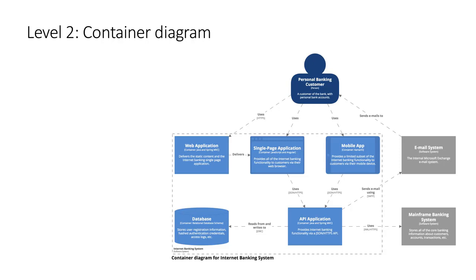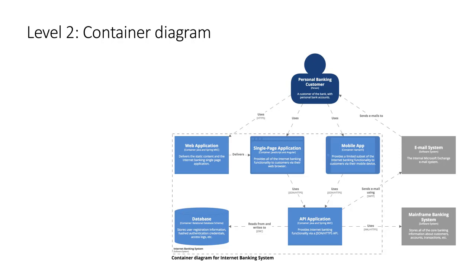So again, we have the personal banking customer, and this customer interacts with different components like a web application. It can be MVC written in ASP.NET Core, a single page application written in Angular, or a mobile application. And we can see that all those three apps interact with the API application, and the API is connected with the database. And of course, again, we have some external systems like the email system and the mainframe banking system.